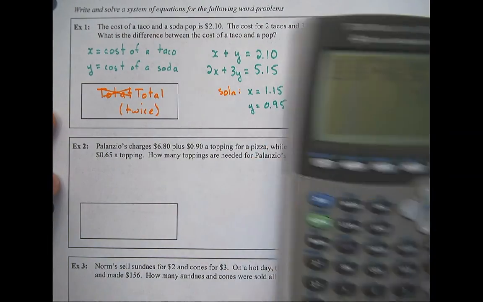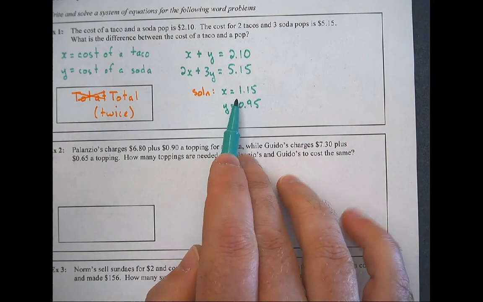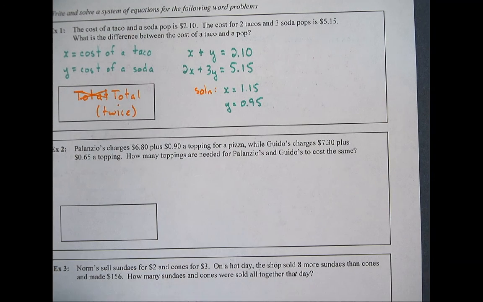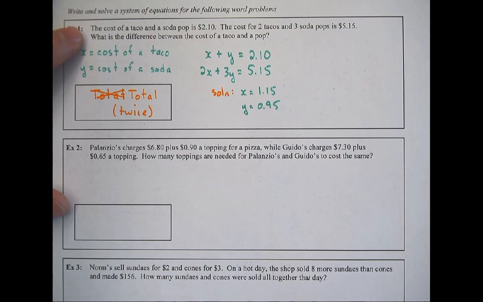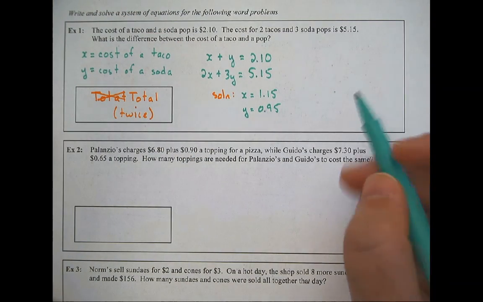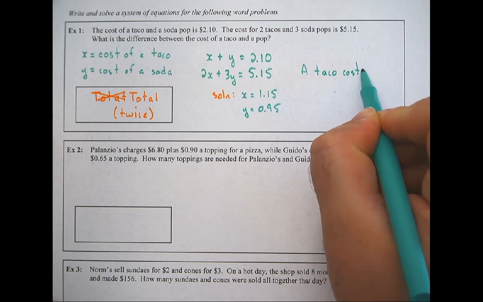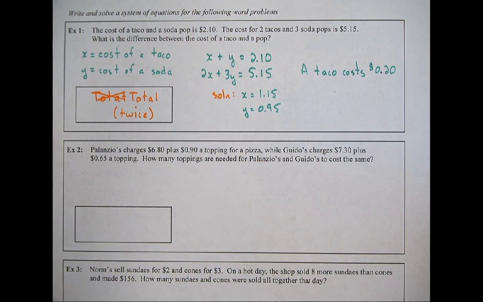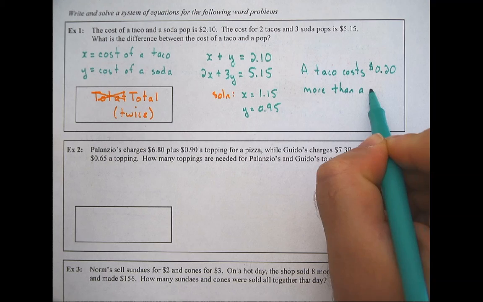All right, well, that makes sense. I mean, that's pretty cheap taco and pretty cheap soda, but that means that the cost of a taco is $1.15. The cost of a soda is 95 cents. Now, what's the question? Don't box that in. Make sure that you read the question. What is the difference between the cost of a taco and a pop? So $1.15 and 95 cents, if you subtract those, that's a difference of 20 cents. So a taco costs 20 cents. I'm going to write mine as $1 more than a soda.